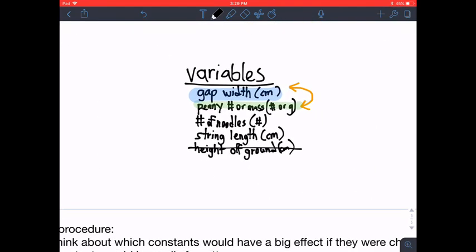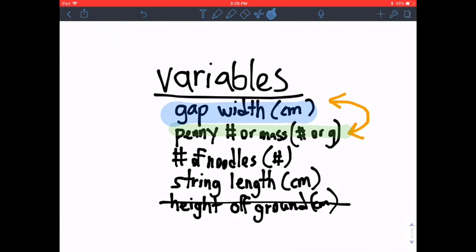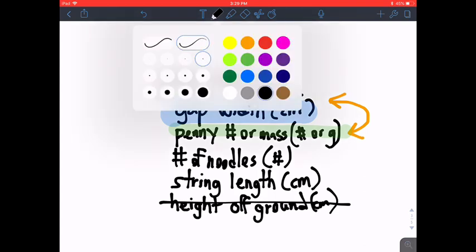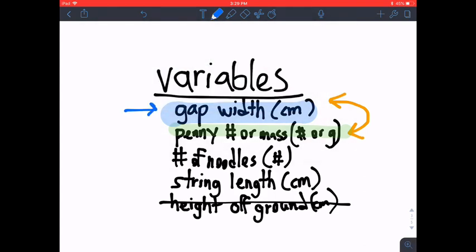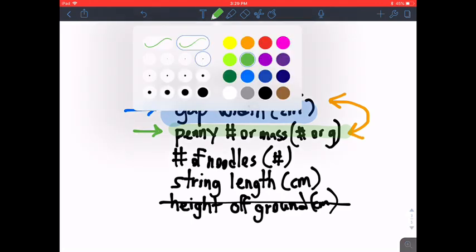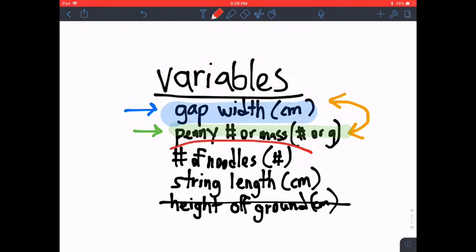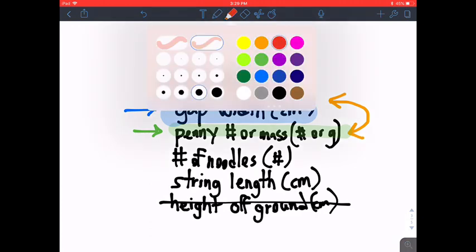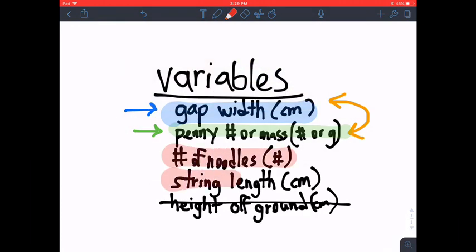So let's use this example here. I've got variables all listed out here. My independent variable was the gap width right here. My dependent variable was the number of pennies right there. And so these values right here, I should actually highlight them, I take that back. These values right here, highlighted in red, become constants. We do not want to change the number of noodles. We do not want to change the string length.